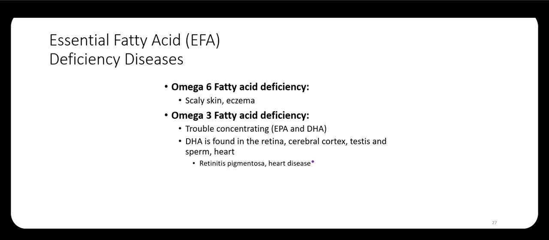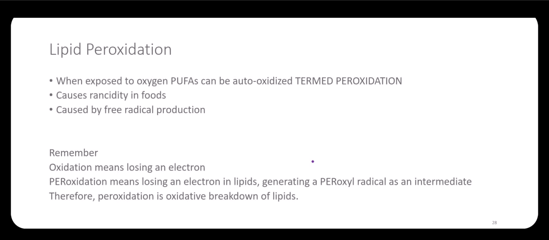Okay, some essential fatty acid deficiency diseases. They're particularly related to omega-6 and omega-3 fatty acids. Being deficient in omega-6 fatty acids can result in scaly skin, eczema, things like that. Not as common. An omega-3 fatty acid deficiency is more common and more damaging. Can be trouble concentrating, can go as far as heart disease, eye diseases, things like that, because DHA is found in the retina, cerebral cortex, testes, heart, places like that.